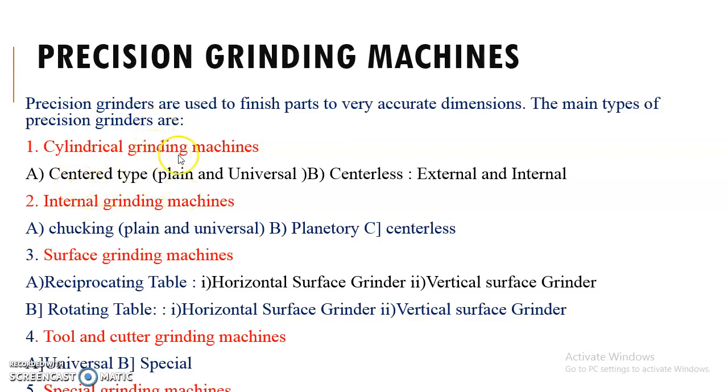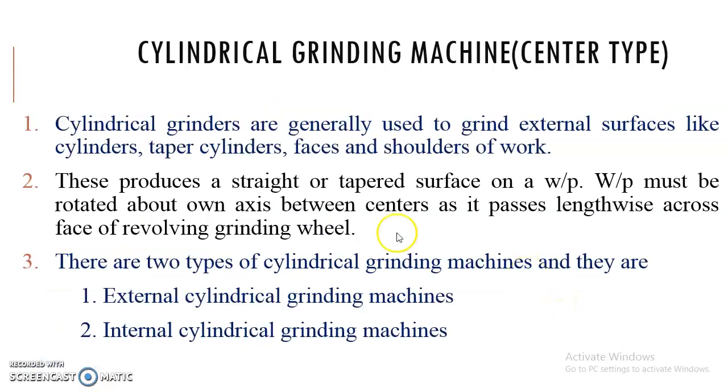Basically under cylindrical grinding machine we are going to discuss the center type of cylindrical grinding machine, and the second part is the centerless type of grinding machine. And in case of surface grinding machine we are focusing on horizontal surface grinder and vertical surface grinder. So what is a cylindrical grinding machine or center type?